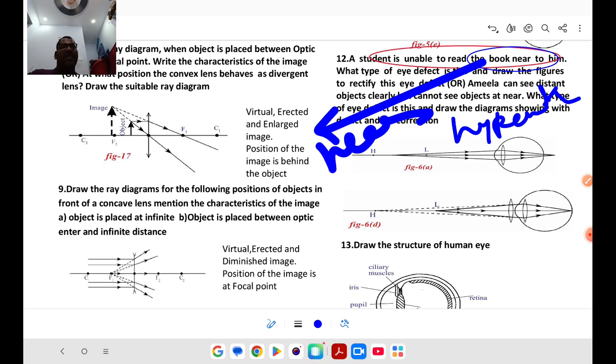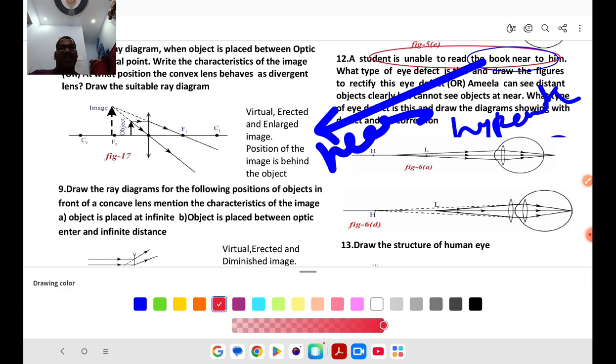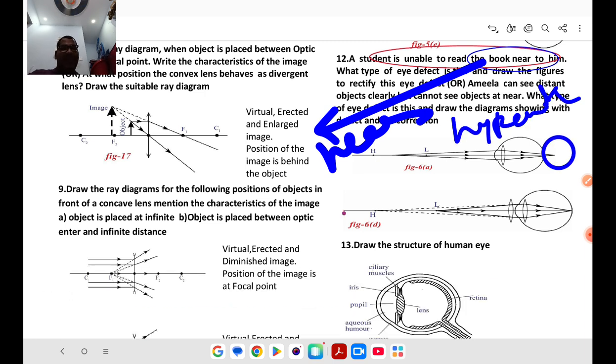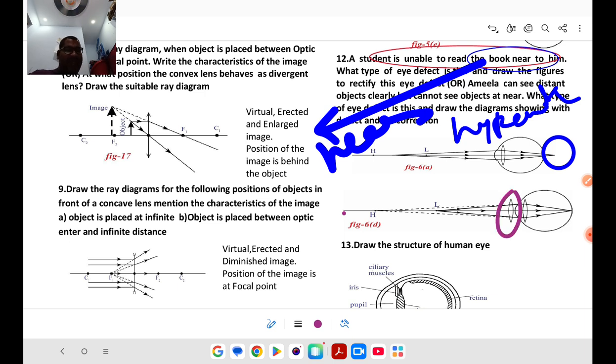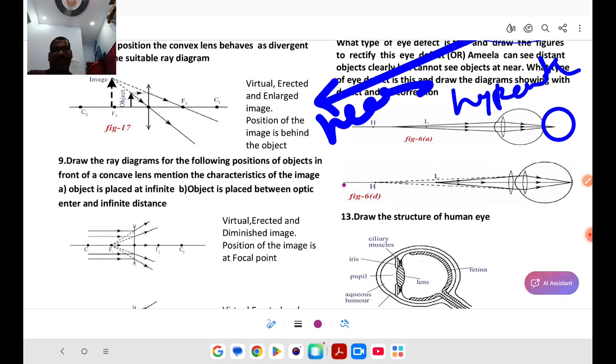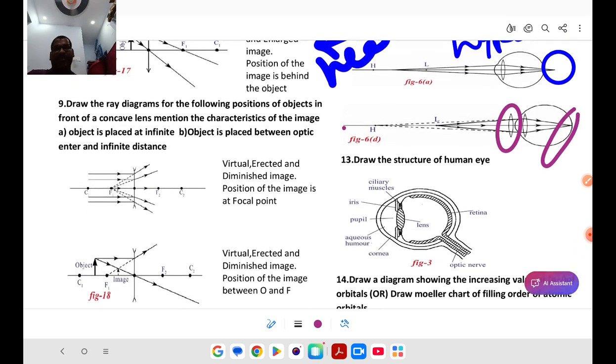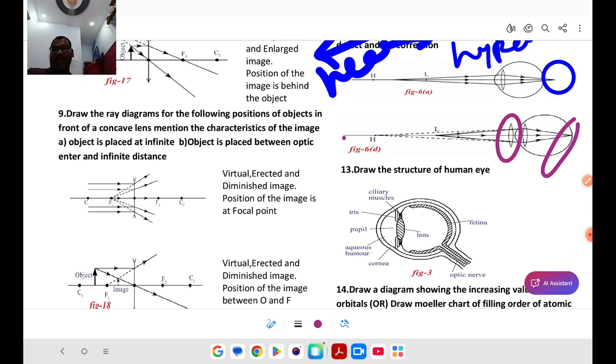Look here. For hypermetropia, the image formation occurs beyond the retina. When it occurs beyond the retina and we use a convex lens, the image formation occurs exactly on the retina. This is how we can do it, right? And now one more previous question. Look here. Draw the neat diagram.